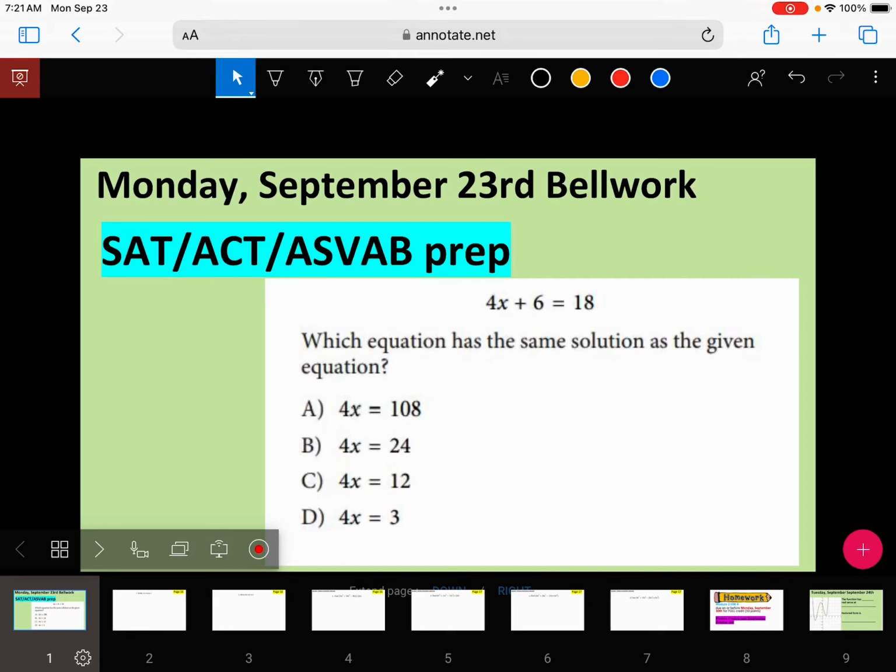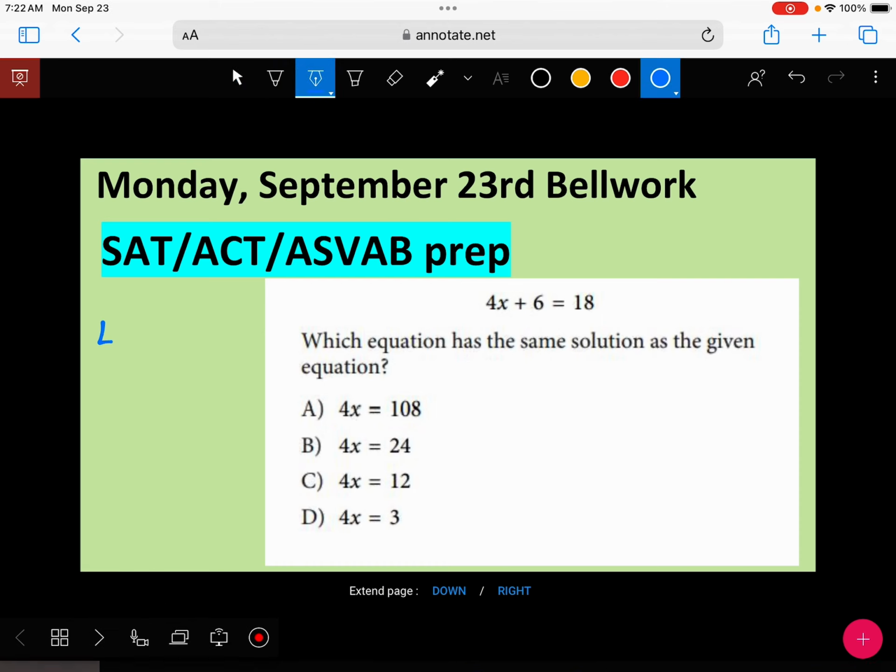Okay, so what would you do in order to solve this? What would be your first step? So we've got the equation 4x plus 6 equals 18. The first thing you would do is solve this equation. That's probably what I would do too. So I would take that 4x plus 6 equals 18. So we're going to subtract 6.